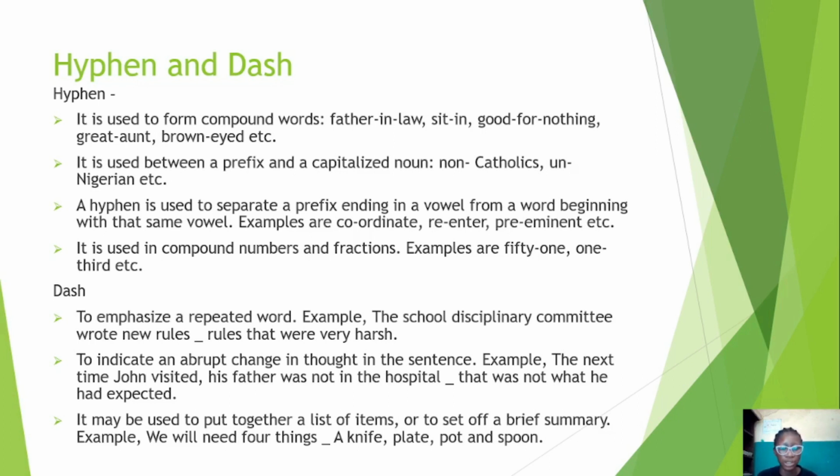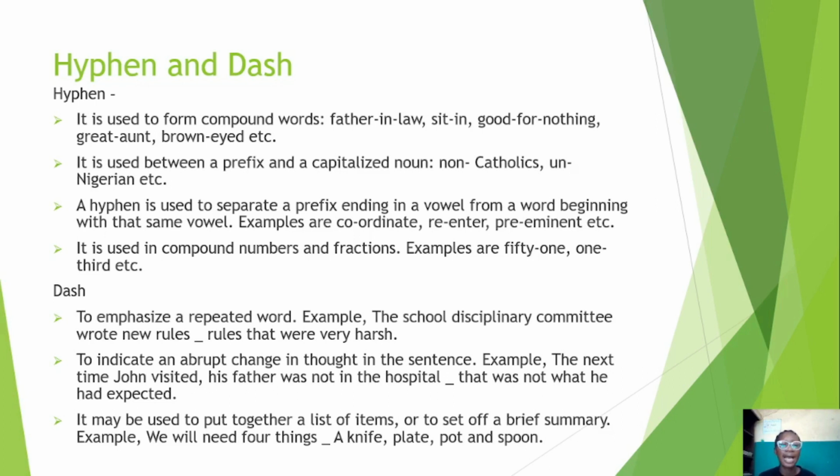Now let's look at dash. We use dash to emphasize a repeated word in a sentence. For example, the school disciplinary committee wrote new rules, a dash, rules that were very harsh. We also use dash to indicate an abrupt change in thought in the sentence, a change that probably was not planned, a sudden change. Example, the next time John visited, his father was not in the hospital. There's a dash. That was not what he had expected.